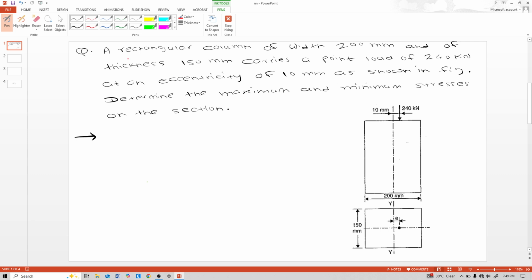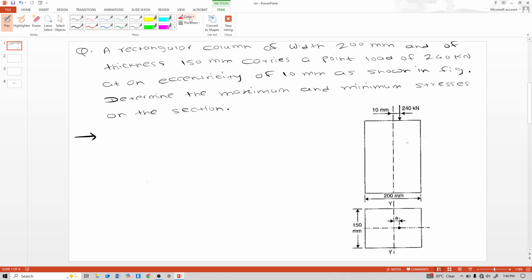So first understand. Focus. A rectangular column of width 200 mm and thickness 150 mm carries a point load of 240 kN at an eccentricity of 10 mm, as shown in this figure. Determine the maximum and minimum stresses on the section. So we will have to find the maximum and minimum stresses for that rectangular column.